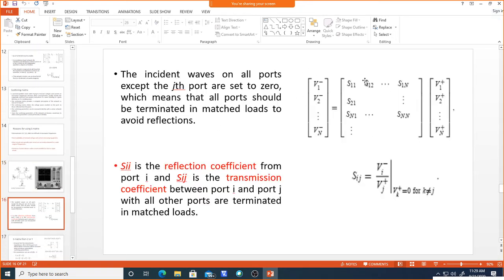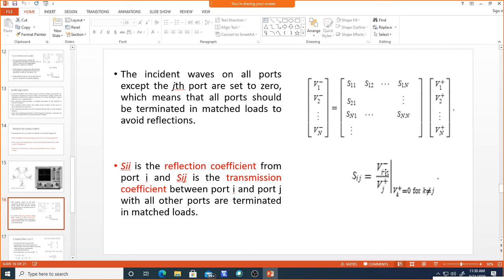So now how can we define the scattering matrix? This is actually the definition: the reflected voltage from any port, and these are the incident voltages. This equation is derived from the transmission line theory itself. Okay, so this is the S matrix, and for the different ports, what is the S parameter value.